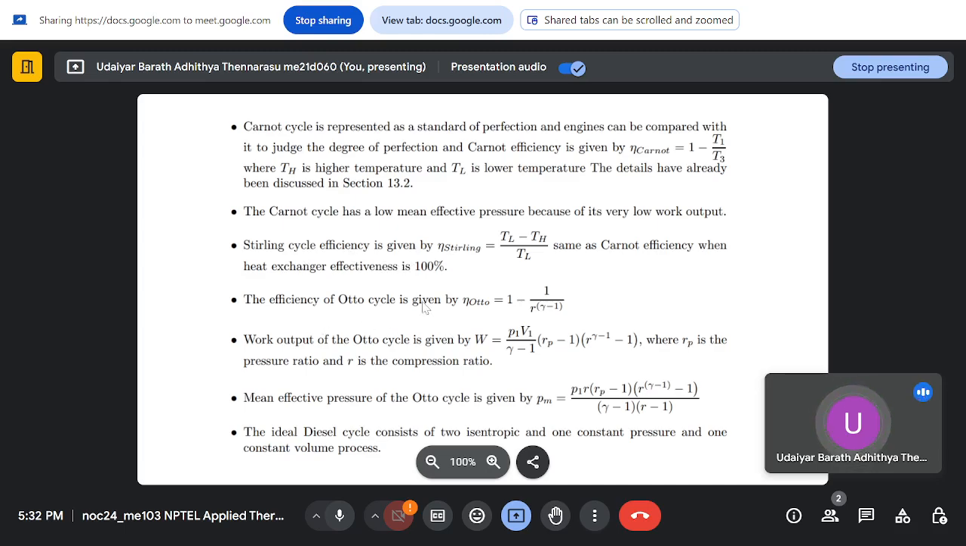so the efficiency of Otto cycle is given by 1 minus 1 by Rp raised to the power gamma minus 1, and work output is given as P1 V1 by gamma minus 1 into Rp minus 1 into Re raised to the gamma minus 1 minus 1. Rp is the pressure ratio and Re is the compression ratio. So mean effective pressure of Otto cycle is the work done divided by your volume.